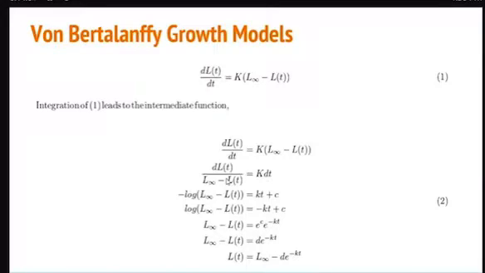When we separate that, what we're going to do is integrate both sides. Integrating K will be KT plus C, because I'm integrating with respect to T. That C is going to be a constant of integration.